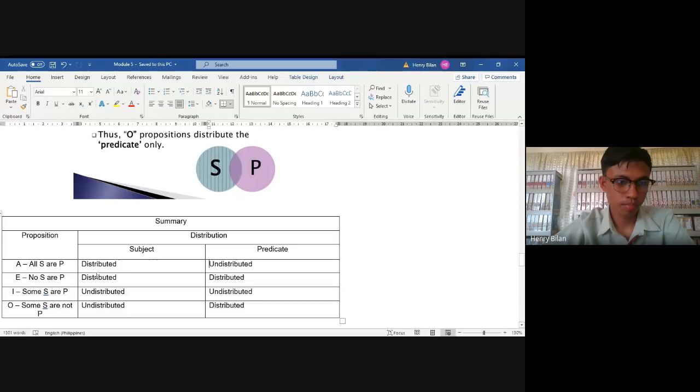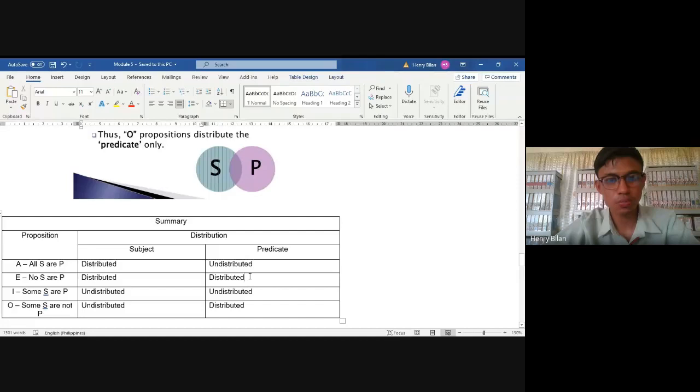Kapag E-proposition naman, no S are P. Distributed yung S kasi it excludes lahat from the class of S. Walang S. Kaya distributed siya. Ganon din sa ating P. Walang S na P, walang P na S. Eh, distributed yung predicate. So A, distributed yung subject, and undistributed yung predicate. Kapag E, distributed yung subject, distributed din yung predicate.